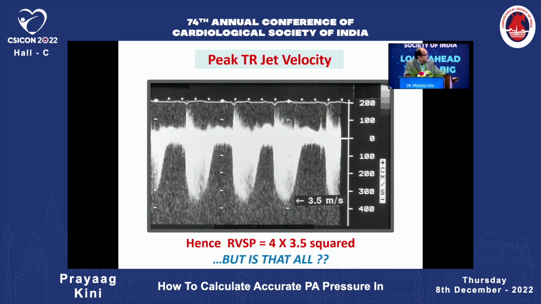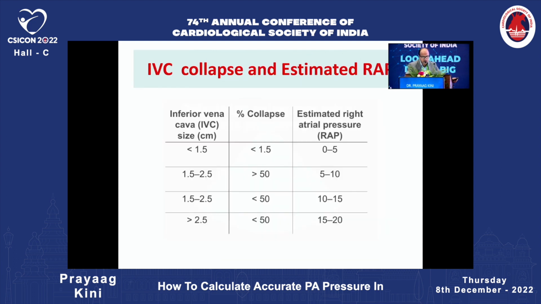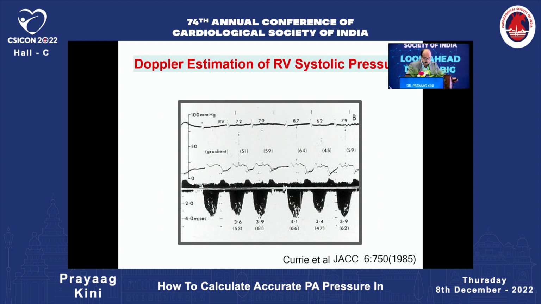This would be better, I guess. Sir, so the peak TR velocity here, 4V squared. But the question is, is that all? No, we have to add the RA pressure to it, as was also alluded to earlier by Dr. Shekhar. We have to add the RA pressure, for which we go with the IVC diameter, the absolute value, and of course the diameter, which has been revised, as you said.